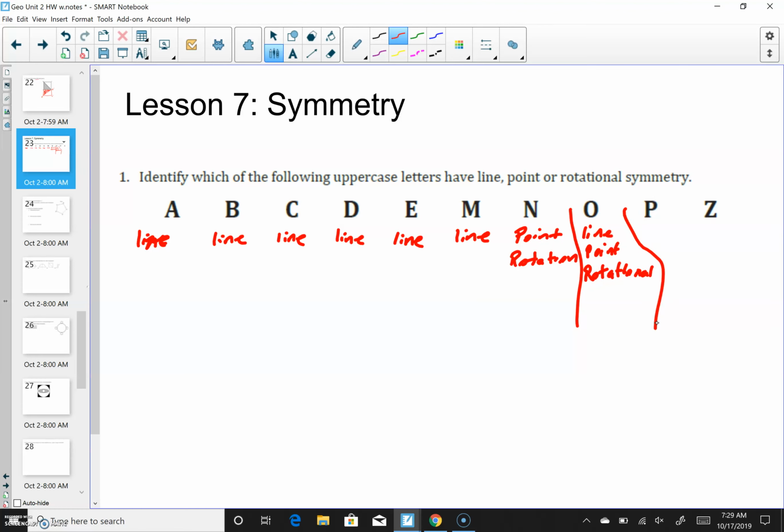The letter P has none. There are no lines of symmetry. It does not look the same upside down, and there are no number of degrees that you could rotate P to have it look the same. Z has no lines of symmetry. However, it does look the same upside down, and it does have rotational symmetry. So you can see through this that it's much easier for something to have line symmetry than it is to have point or rotational symmetry.